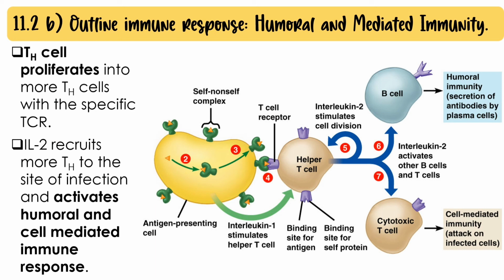IL-2 then recruits even more Th cell to the site of infection as well as activates the humoral and cell-mediated immune response. Humoral immune response is a type of adaptive immune response involving B cell, while the cell-mediated immune response is the type of adaptive immune response involving the cytotoxic T cell. That's it for the activation of humoral and cell-mediated immune response.